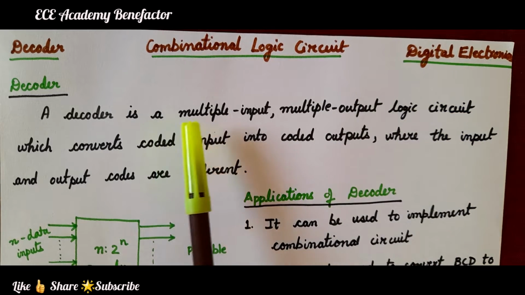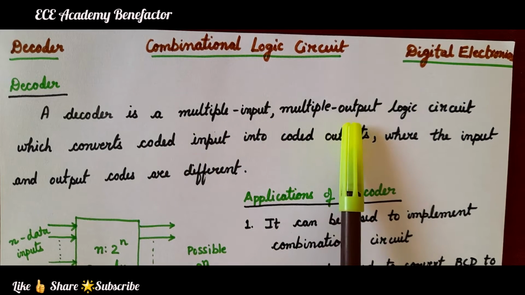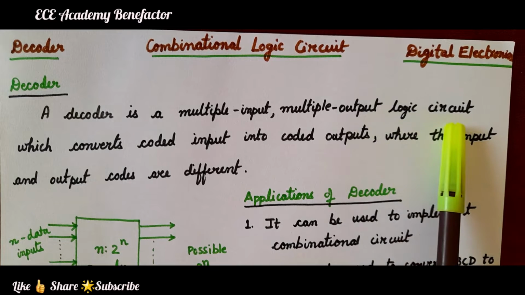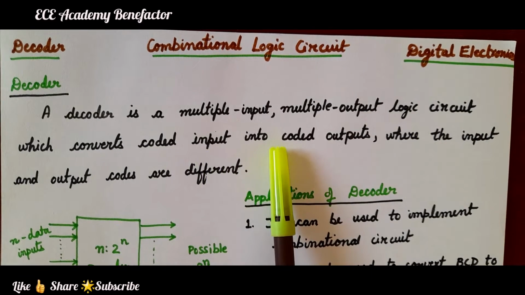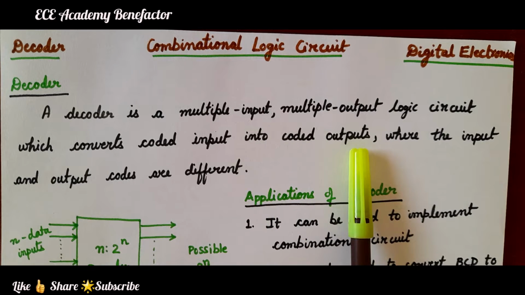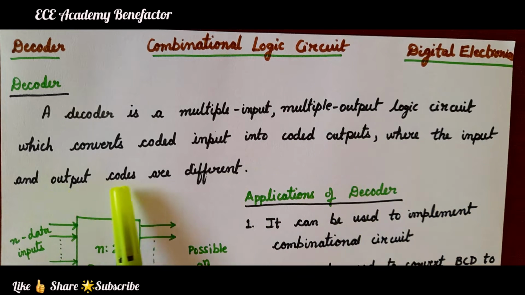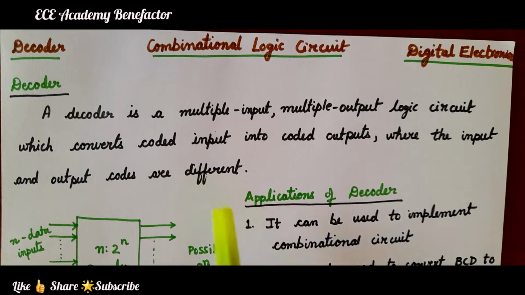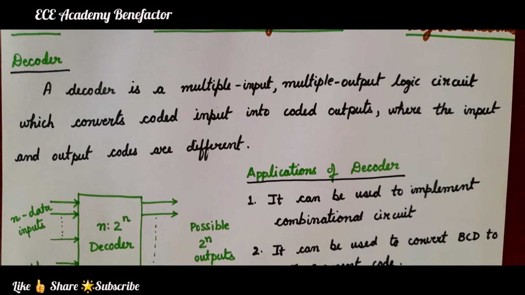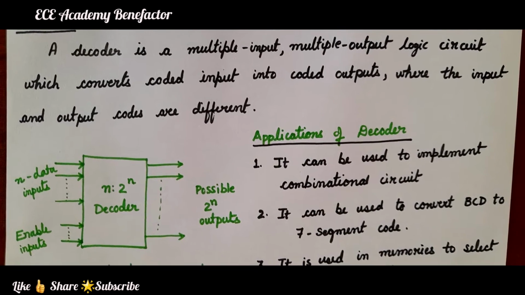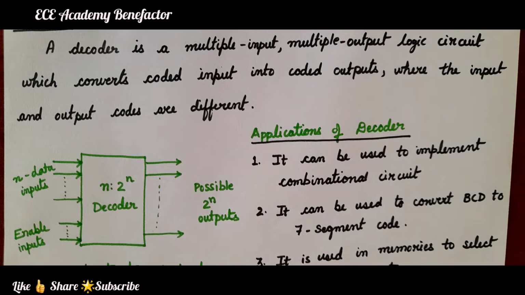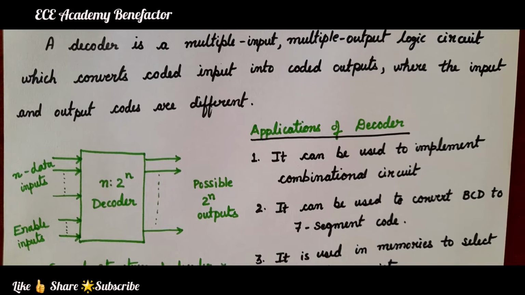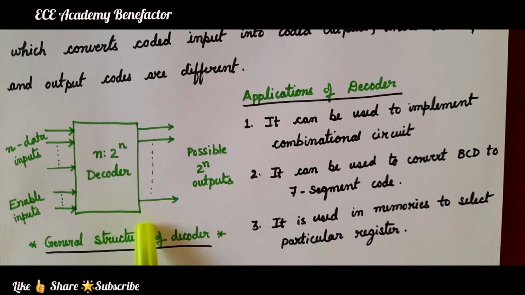Decoder is a multiple input, multiple output logic circuit which converts coded input into coded outputs, where the input and output codes are different. So, decoder is a combinational logic circuit with multiple inputs and multiple outputs. It is used to convert coded input into coded output. This is the general structure of a decoder.